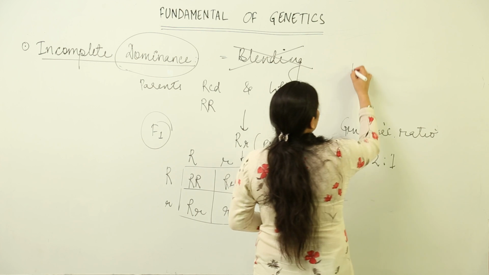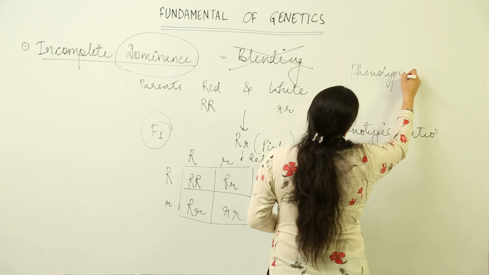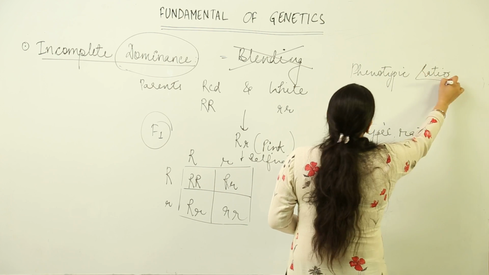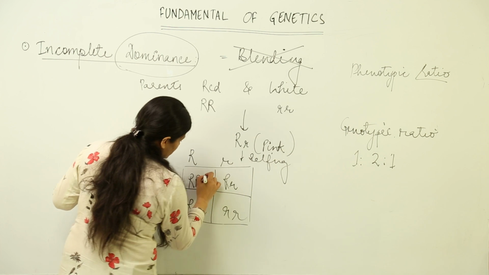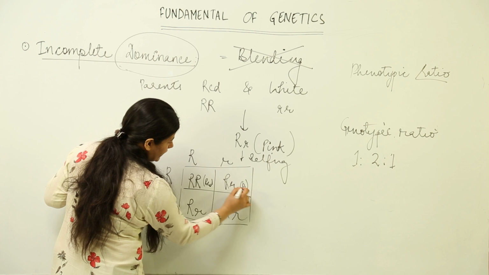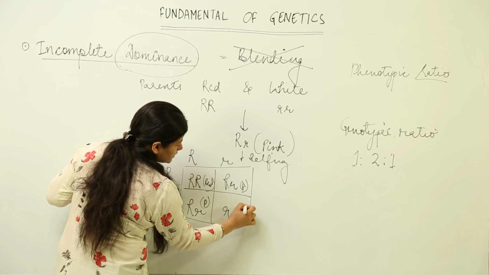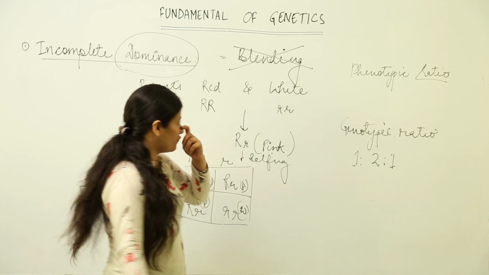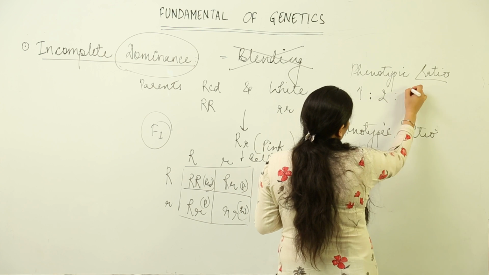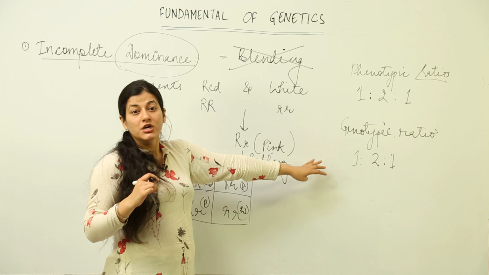But here the phenotypic ratio is different. It is not 3:1 as we did earlier. Here you can make it out that this would be red. As we saw, it was pink. So we have pink, and we have white. So this is what we are going to find, one red, two pink, and one white. So phenotypic ratio is similar to genotypic ratio.